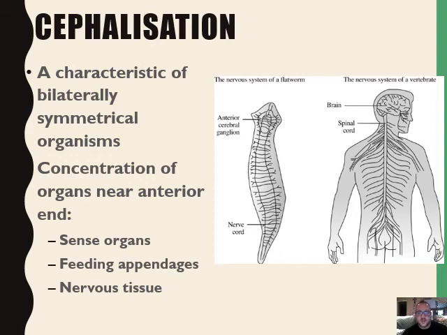You can see that it has a nerve cord, and right at the top there it has something called the anterior cerebral ganglion. Now, the definition for a ganglion is a group of nerves that have collected together that act as a waiting point for nerves or as a primitive brain.